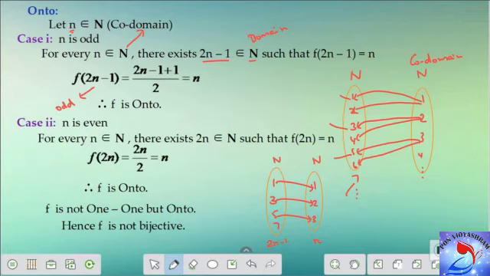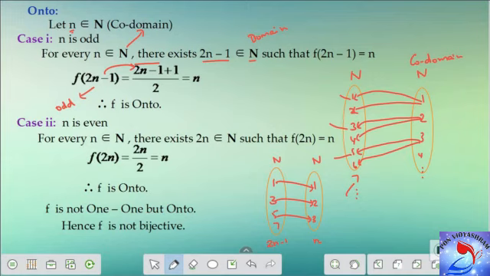So when you have an odd input for your f, the output is of the form input plus 1 by 2. You have 2n minus 1 as your input, so (2n minus 1 plus 1) by 2. When you simplify this, you would get n. And hence you can see f of 2n minus 1 is equal to n, and f is onto.